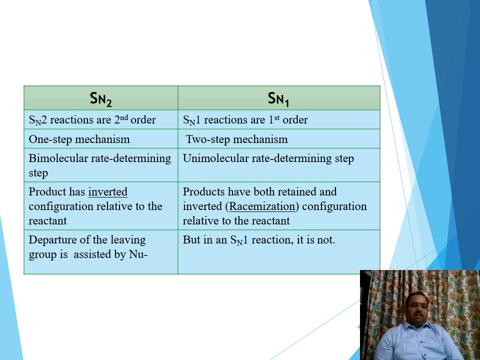Just a brief review. The SN2 reaction is a second order reaction, and SN1 reactions are first order reactions. SN2 is a one step mechanism, while SN1 is a two step mechanism. SN2, the 2 represents bimolecular, so this is a bimolecular rate determining step, whereas SN1 has a unimolecular rate determining step. The product has an inverted configuration in SN2, and in the case of SN1 there is racemization.